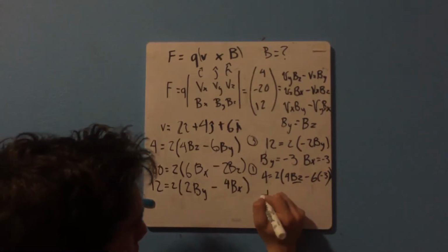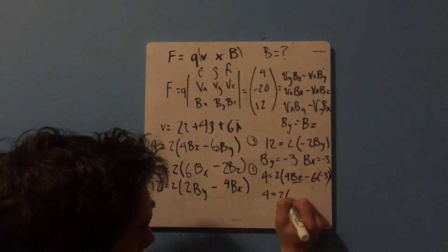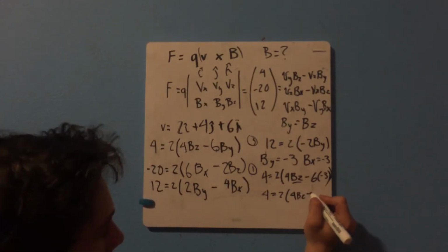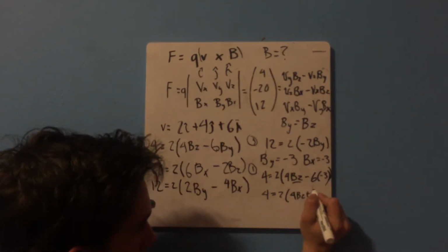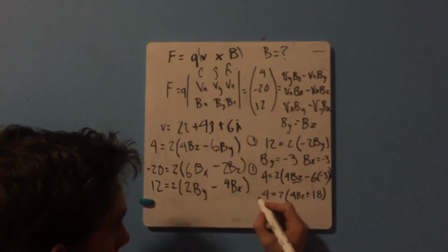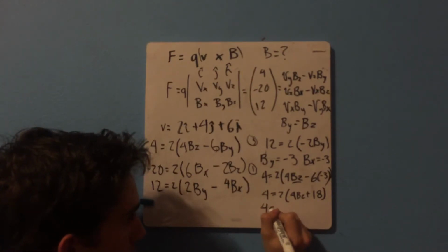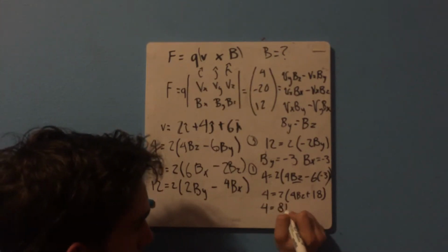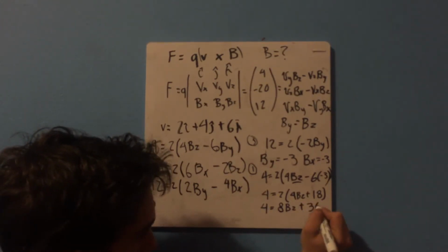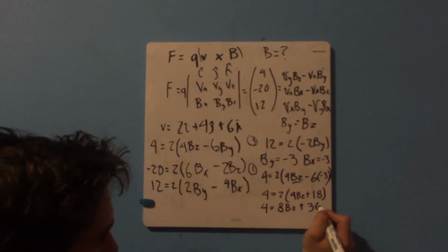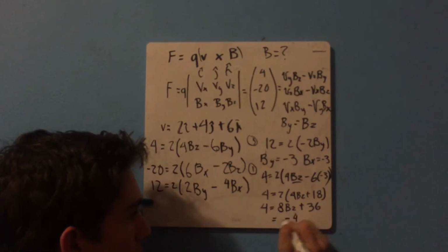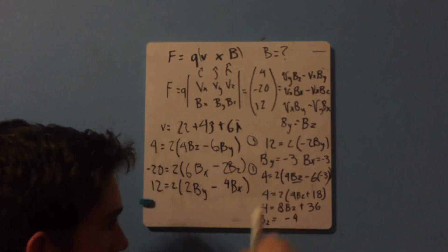So, let's do the math. 4 equals 2 times 4bz minus, plus 18. Alright, there we go. So we just have to multiply everything, and we get 4 equals 8bz plus 36. And then we can subtract, and we end up with the following. We get minus 4 for bz. You can check this out later. I just skipped some steps here.